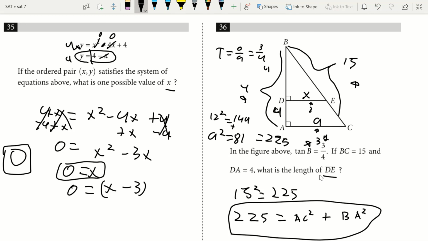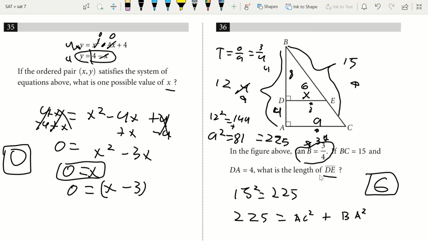So I know 9 is going to be my AC, and I know 12 is going to be right here, this whole value B to A. Well, D to A is 4, which means that B to D then has to be 8, because 12 minus 4 is 8. I put 8 in there, and I know that x is 3/4 of 8 because of our tangent B equals 3/4, right? So that means that my x, when I multiply 3/4 by 8, is going to be 6. So 6 is going to be DE. So my answer is going to be 6. I'm going to uncircle this so you guys don't think that that's my answer down here. All right, I'll uncircle this too. My answer is going to be 6.